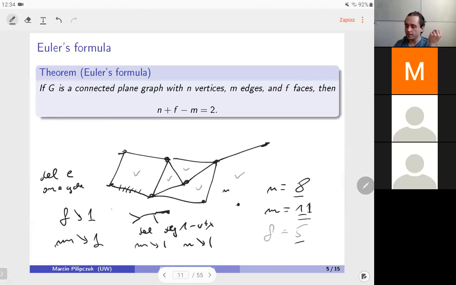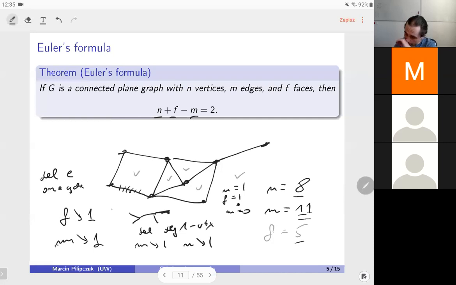So you end up with 1 vertex, 1 face, and 0 edges, and the formula is satisfied here. In all the steps on the way there, you decrease one of these quantities by 1 together with the number of edges. So by induction, the formula is satisfied. That wasn't rocket science, but this is a very important statement. So we have proved Euler's formula on planar graphs.